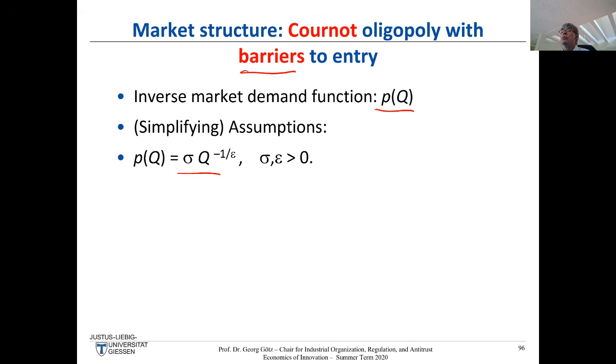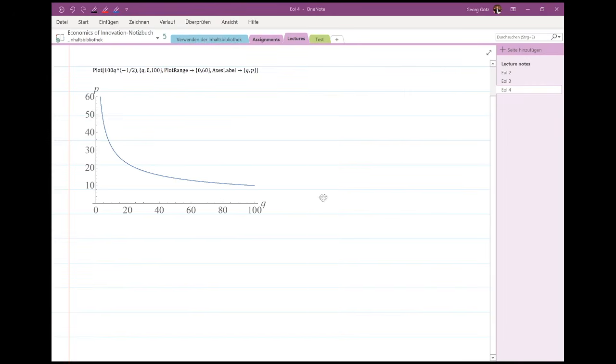Here I show it to you in OneNote. Hopefully you can see it. Here's just the function, how it looks. This would be P, sigma, I assumed it 100, I don't know whether you can read it, 100 times Q raised to the power of minus 1 over epsilon. Actually, I used 2, so the elasticity would be 2 in this case. That's how this function looks.